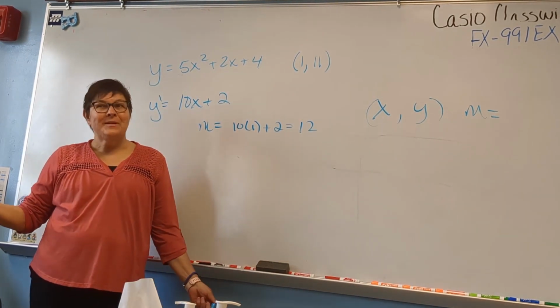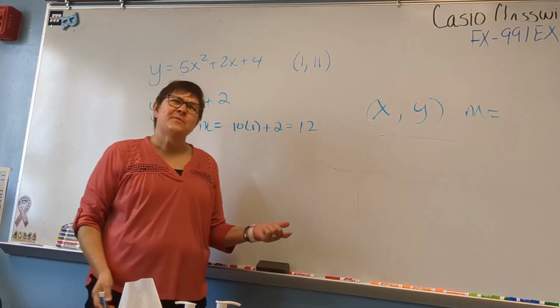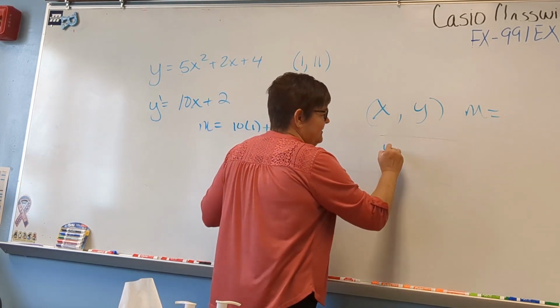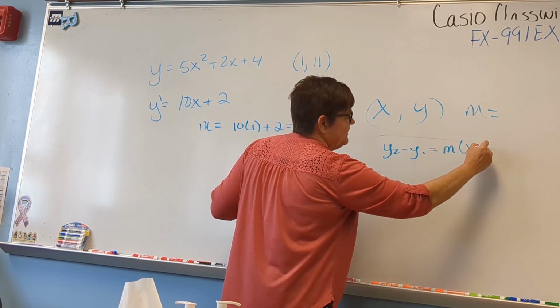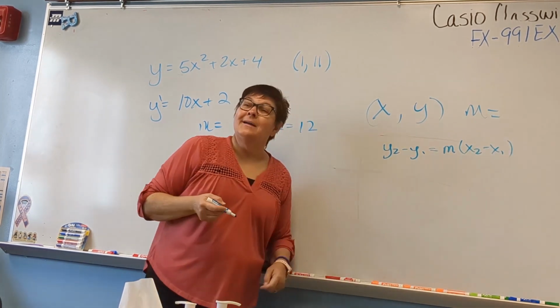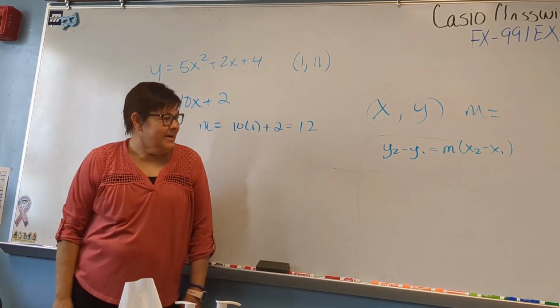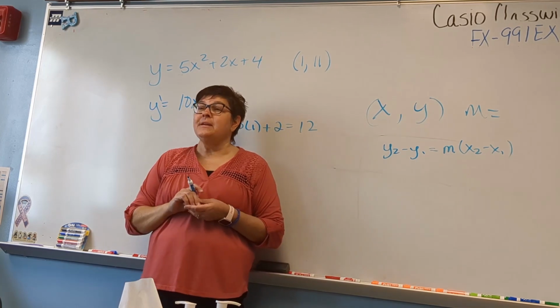Your favorite. My favorite formula. What's my favorite formula, by the way? I like that. Second period didn't know my favorite formula. All right, y2 minus y1 equals m times x2 minus x1.